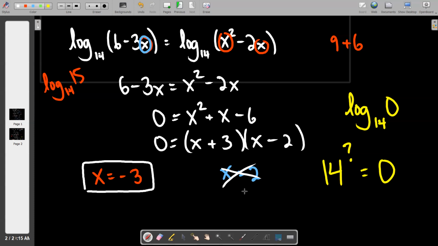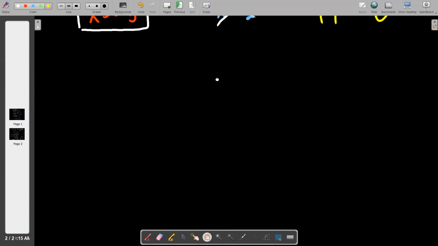In fact, you wouldn't even have a log with a base of 1 because it would just be redundant. I don't even know if redundant's the right word. It would only work at 1 point, right? 1 to any power is 1. So, no. Are we good so far?